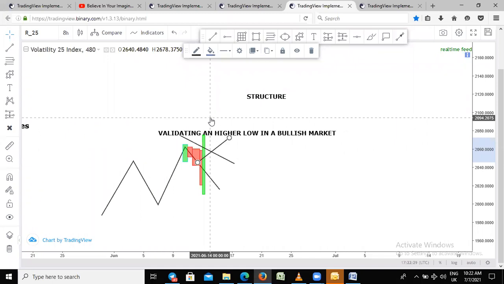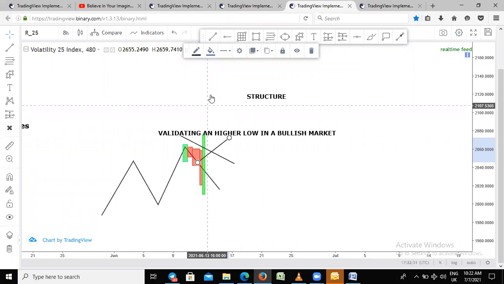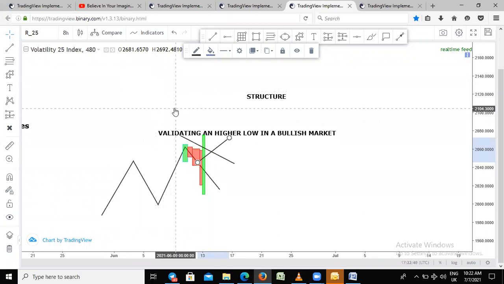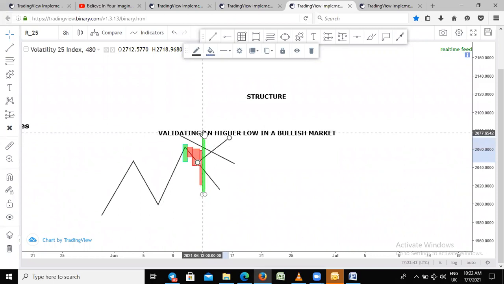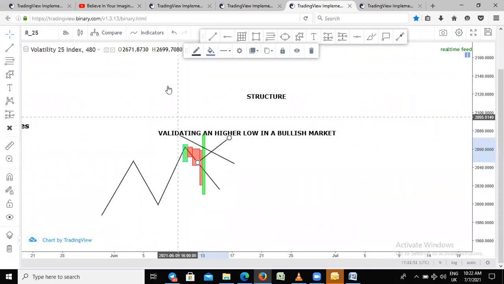If you understand what I'm saying up to this point, drop some 5 on the charts. I will go to the live chart and show you a series of examples of why this is so, talking about validating a higher high, validating a higher low in a bearish market. If you understand what I'm saying, drop some 5 on the charts.